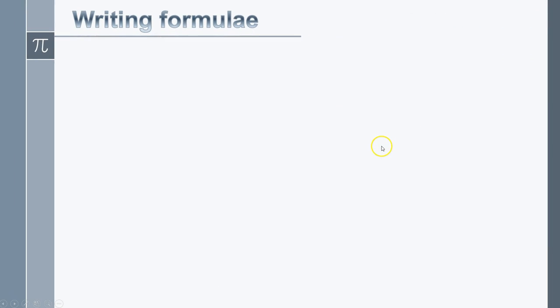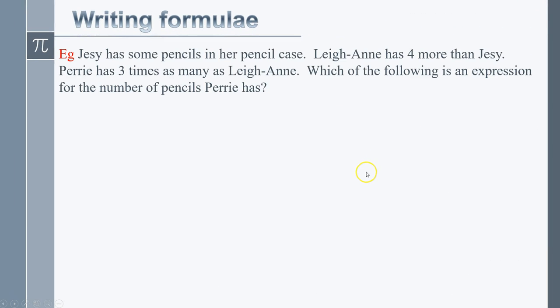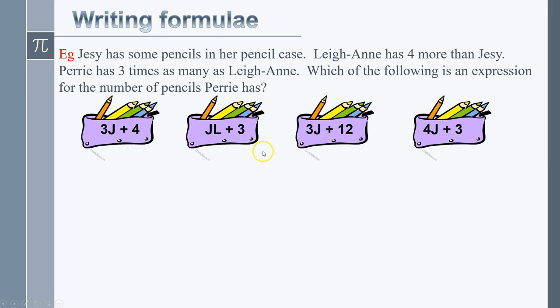Okay, so let's do one more example. So here we go. Jesse's got some pencils in the pencil case. Leanne has 4 more than Jesse, and Perry has 3 times as many as Leanne. Which of the following is an expression of the number of pencils that Perry has? So what I'm going to do here is give you some choices. So which of these expressions will allow us to work out how many pencils Perry has?